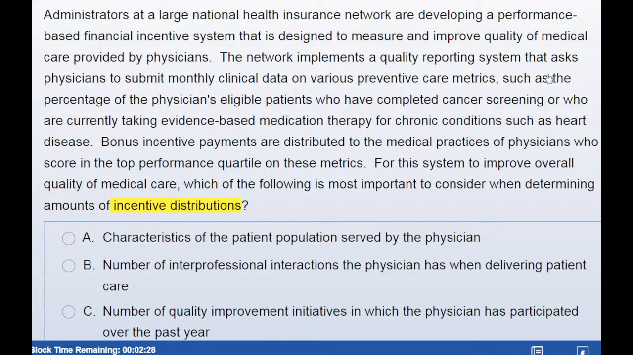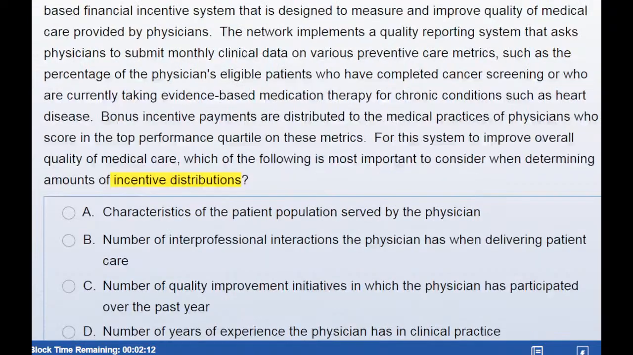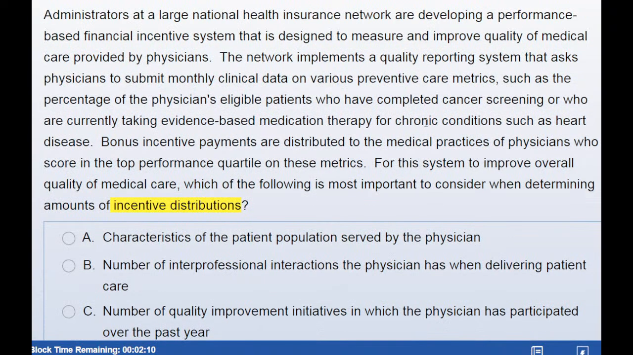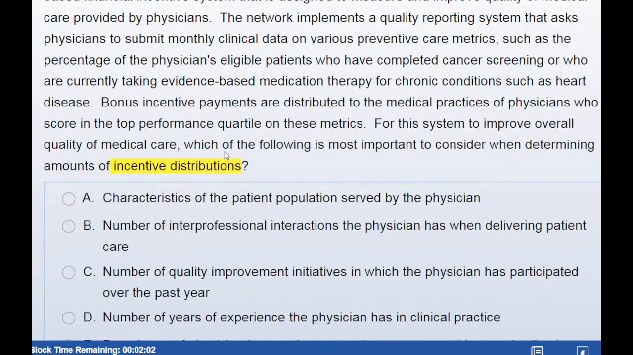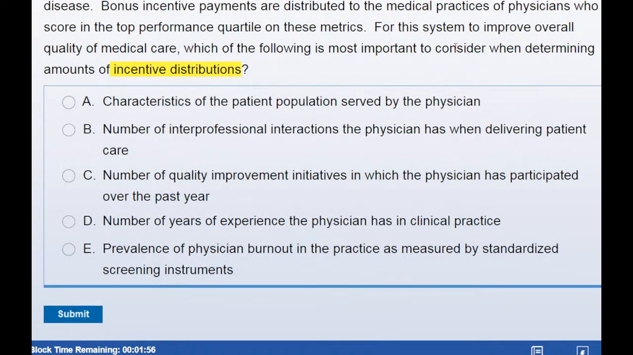Here we go. Administrators at a large national health insurance network are developing a performance-based financial incentive system that is designed to measure and improve quality of medical care provided by physicians. The network implements a quality reporting system that asks physicians to submit monthly clinical data on various preventive care metrics, such as the percentage of the physician's eligible patients who have completed cancer screening or who are currently taking evidence-based medication therapy for chronic conditions such as heart disease. Bonus incentive payments are distributed to the medical practices of physicians who score in the top performance quartile on these metrics. For this system to improve overall quality of medical care, which of the following is most important to consider when determining amounts of incentive distributions?